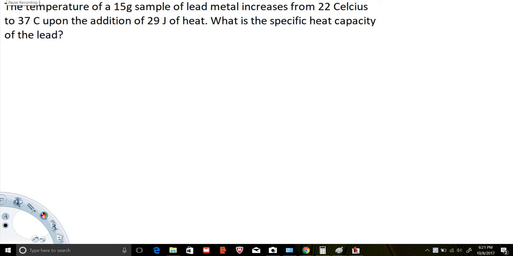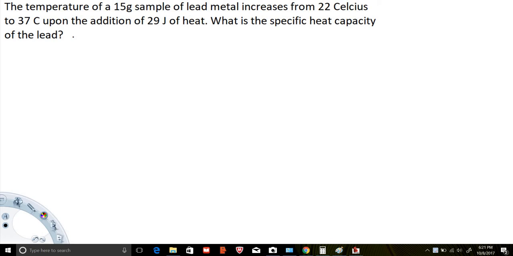So in this problem, we are going to talk about specific heat capacity. And I'm also going to write out the equation and talk about the units here. So let's give the problem a read. The temperature of a 15-gram sample of lead metal increases from 22 degrees Celsius to 37 degrees Celsius upon the addition of 29 joules of heat. What is the specific heat capacity of the lead?